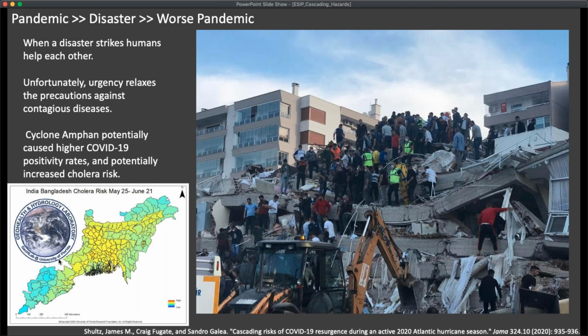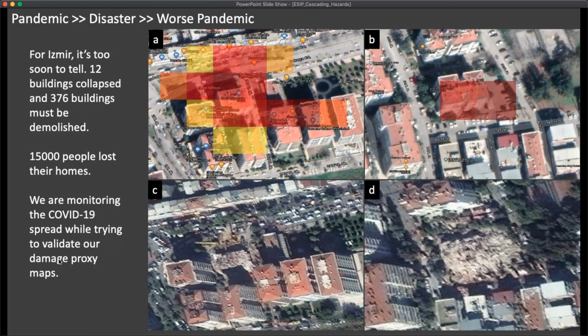In addition, this earthquake resulted in loss of homes for about 15,000 people, which we are also trying to identify, looking at both the synthetic aperture radar damage proxy maps, shown on the top of the figure in A and B, and also using high resolution optical imagery, again from WorldView, at the bottom in C and D.